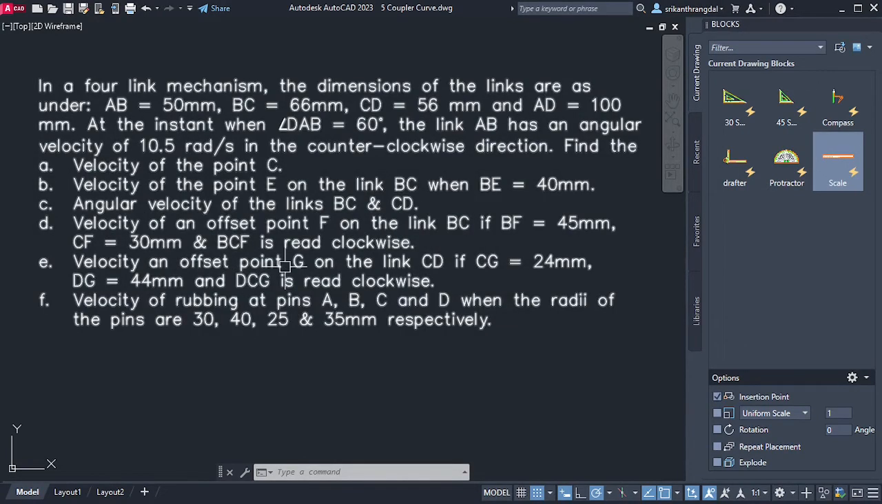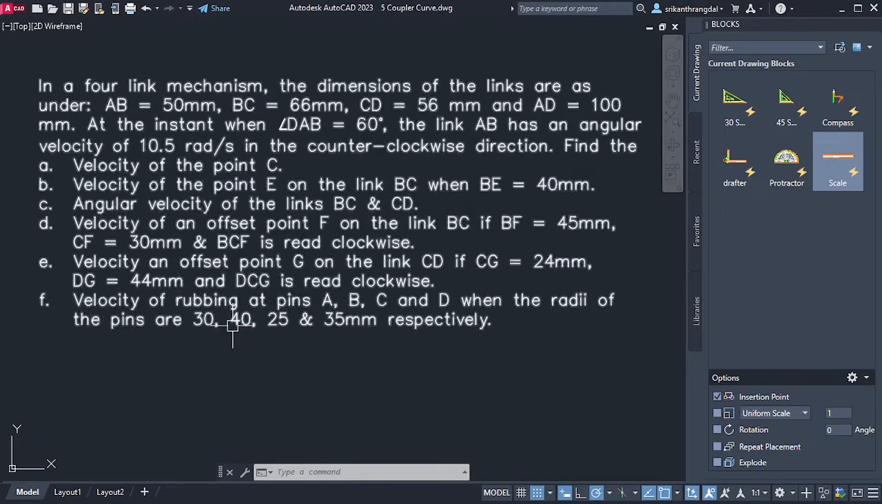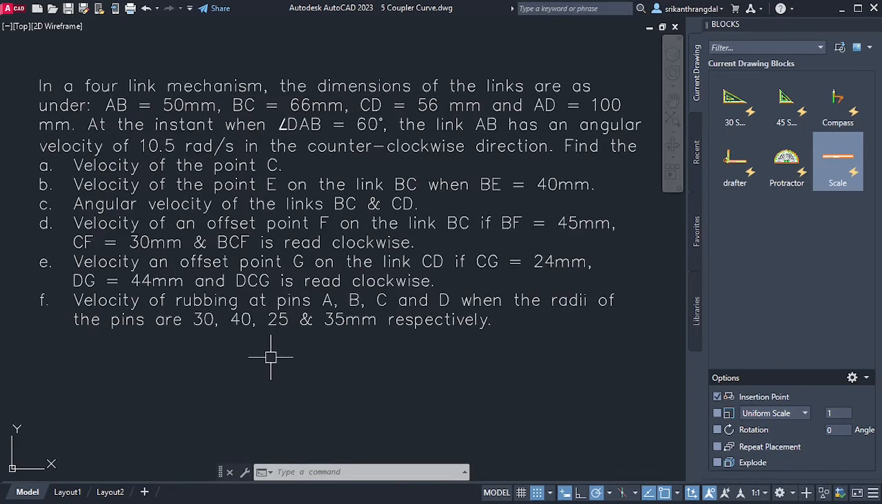Similarly, we have another point G on CD in a similar way to what we have been given above, and we have to find also the rubbing velocities at the points A, B, C, and D, wherein at all the points the pin diameters have been given. So you must have seen that by solving this single problem, we get an idea about all kinds of velocity analysis that we may be required to do.